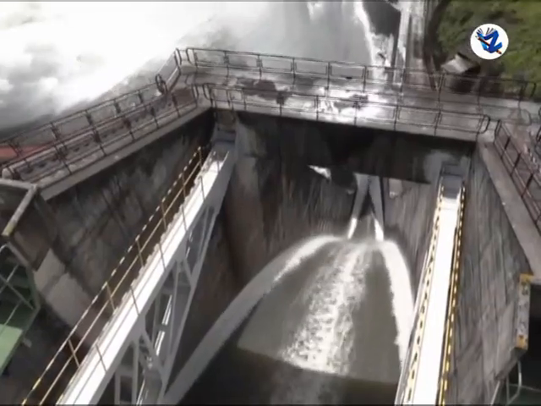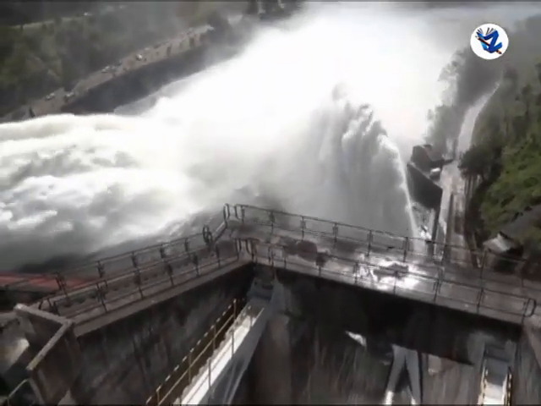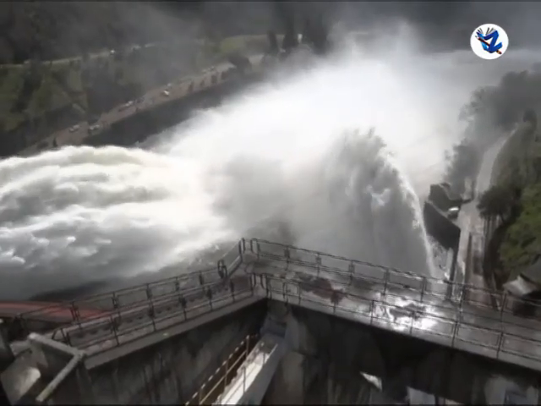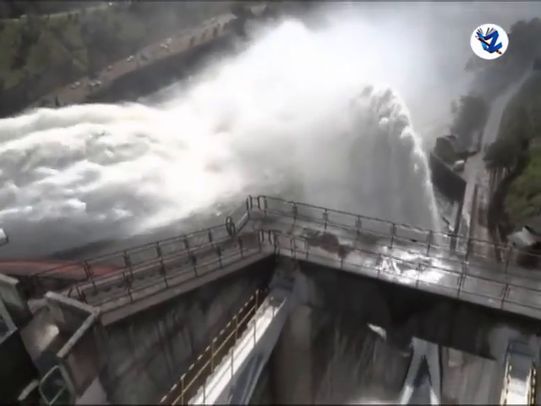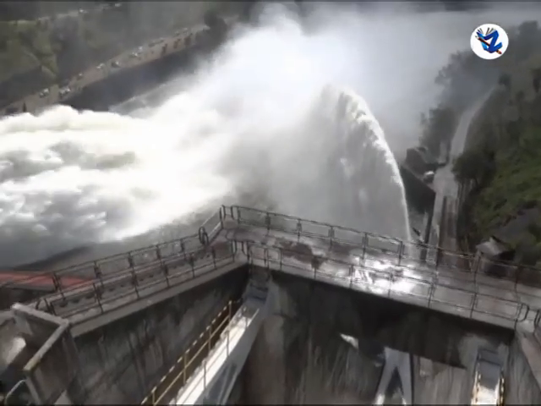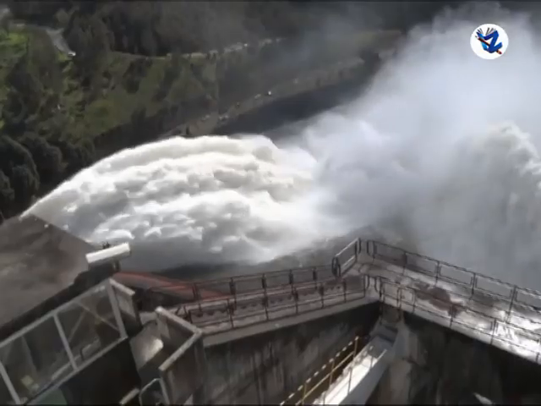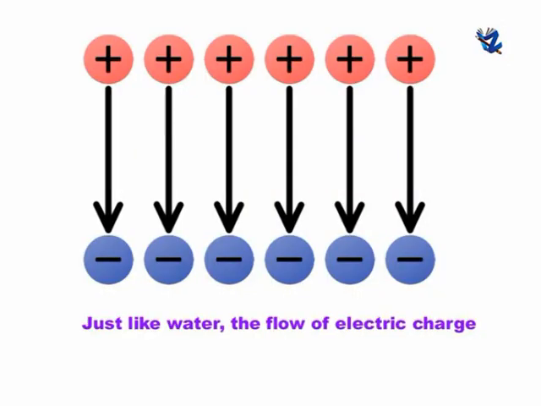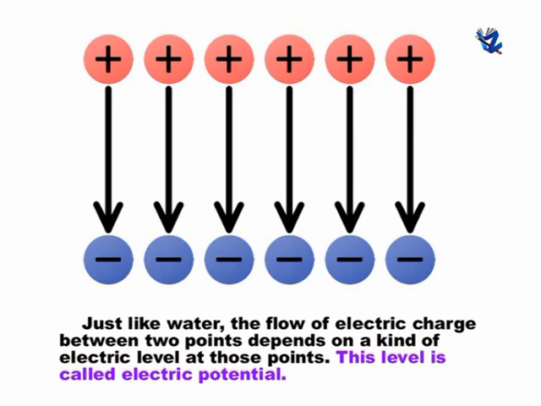For the generation of electricity, water is released from a dam at a higher level, and because of gravity it falls to a lower level. Thus, as we know, the direction of flow of water between 2 points depends on the level of the 2 points. Just like water, the flow of electric charge between 2 points depends on a kind of electric level at those points, and this level is called electric potential.